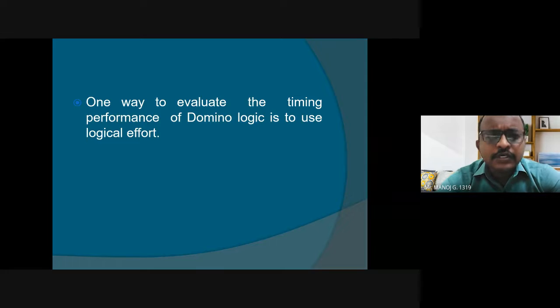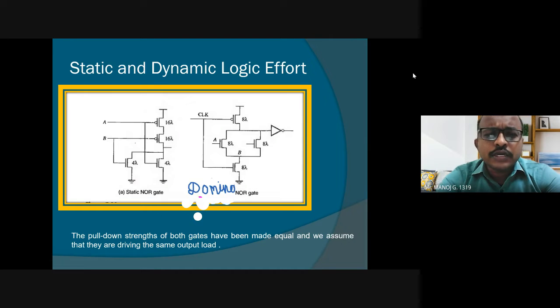The second phase is the evaluation phase. The timing performance of a domino logic circuit is determined by the logical effort. For that particular timing performance analysis, we use this logical effort. Is that clear? There are two types of logical effort: one is called the static logical effort, and the other is called the dynamic logical effort.